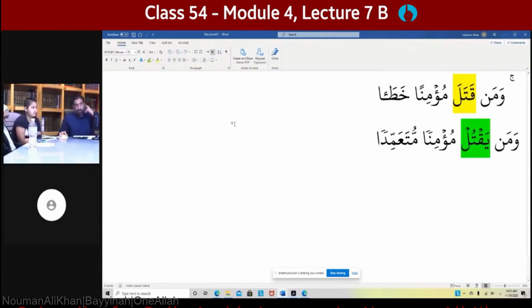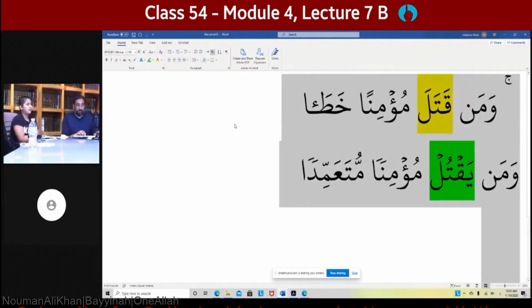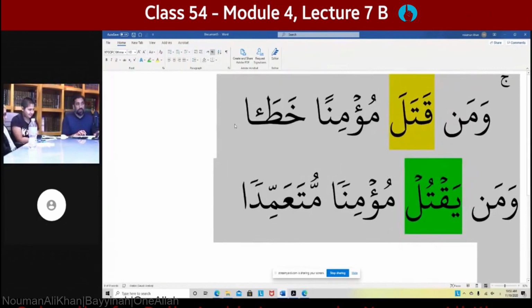Okay. I found Muscle Sifa. It's actually not a Muscle Sifa. It looks like it though. They're not Muscle Sifa. There's 2 separate phrases. But even mu'minan khata'an and mu'minan muta'amidan are not mawsuf sifa. That's something more complex. You'll learn about that later.